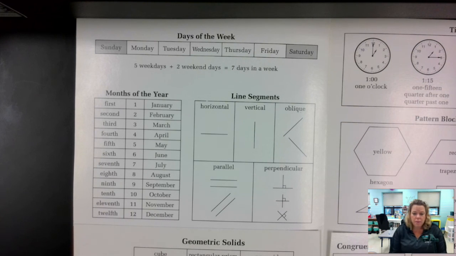I want you to think for a minute, because tomorrow during our Zoom call, I'm going to be asking you your favorite day of the week.